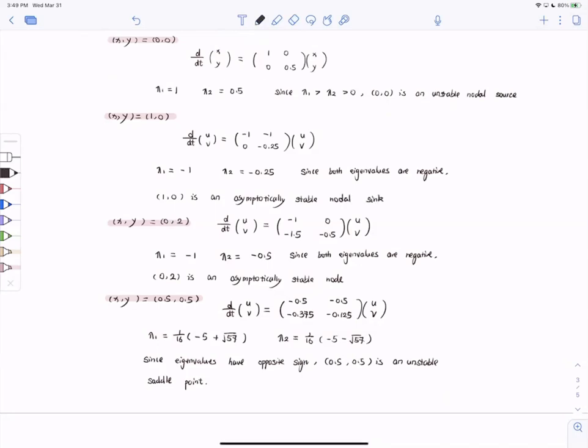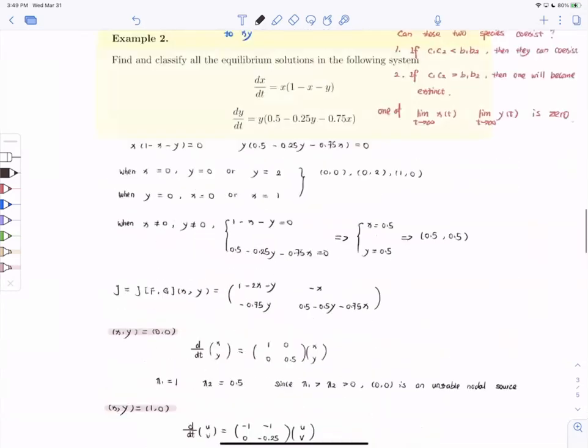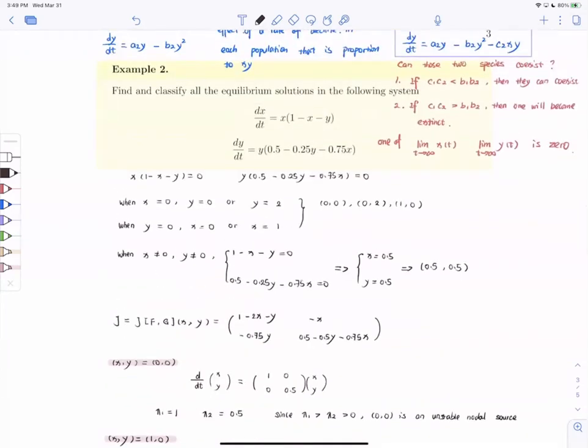And here, similarly, and here, stable saddle point. Yeah. Anyway, did anyone finish finding B1, B2, and C1, C2?